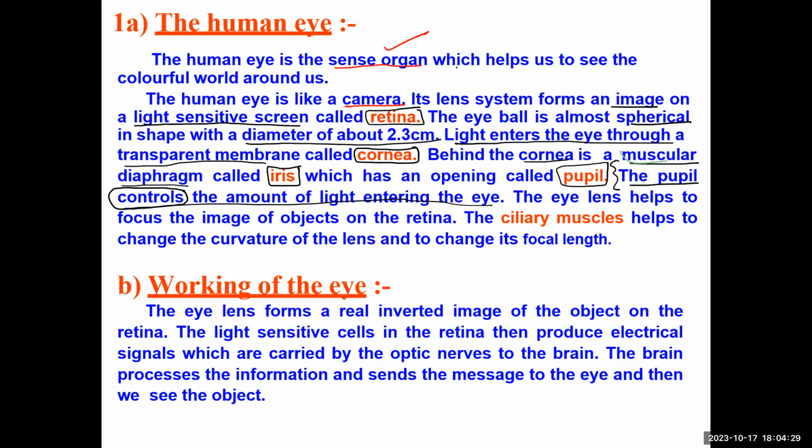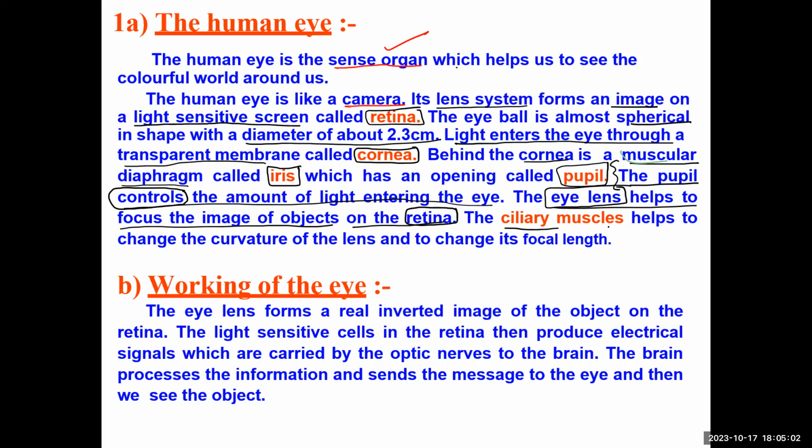Now let us see the eye lens. What is this eye lens? We have seen about the eye lens system over here. The eye lens helps to focus the image of the object on the retina. What is the main purpose of this eye lens? It helps us to focus the image of an object. Where is it focused? It is focused upon the retina. So eye lens is mainly used for focusing the image of an object on the retina.